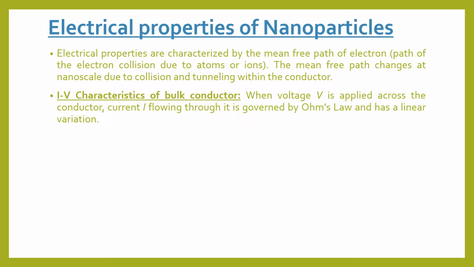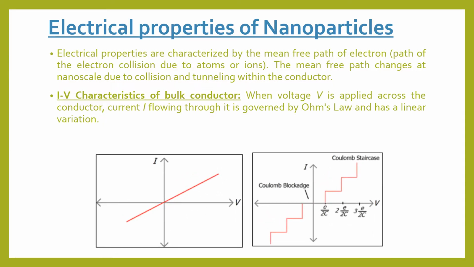When voltage V is applied across the conductor, current I flowing through it is governed by Ohm's law and has linear variation. That Ohm's law you already know. So we can show in a diagram how Ohm's law is observed in bulk material and nanomaterials. See, in bulk material we know I is proportional to V.